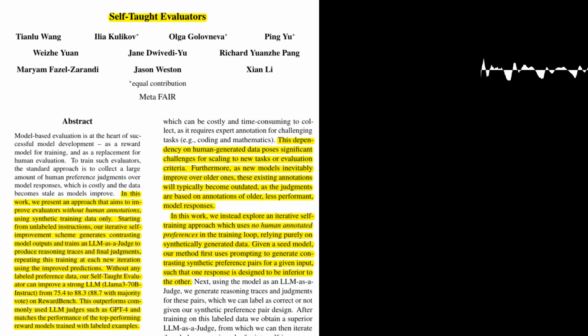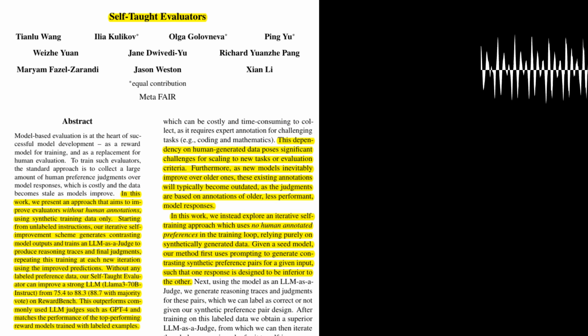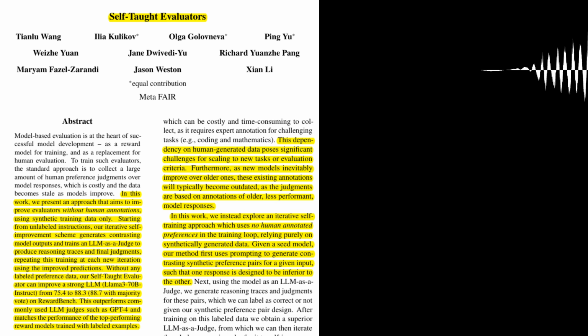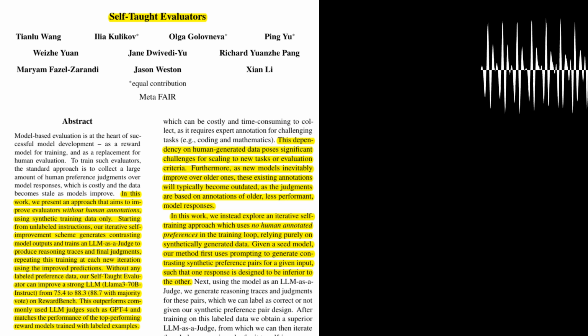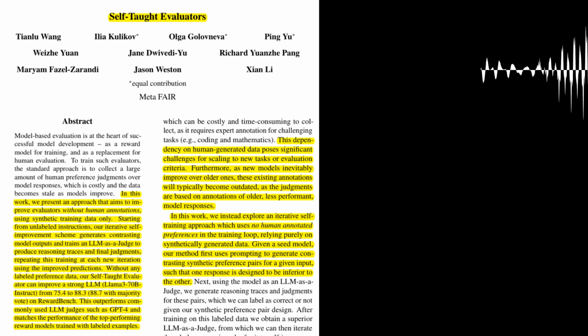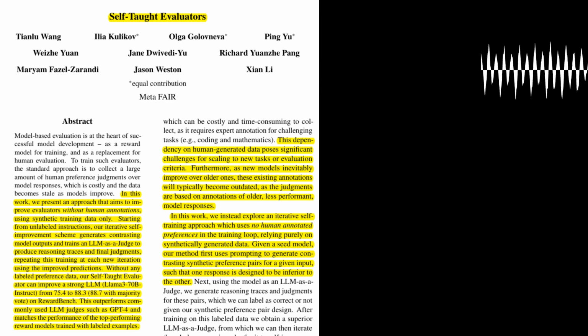What are the results of this self-training method? The paper reports significant improvements in evaluation accuracy. Starting with a strong LLM, the self-taught evaluator achieved an accuracy of 88.3 on the reward benchmark, which is a standard benchmark for evaluating reward models. This performance matches or outperforms reward models trained with human annotated data.